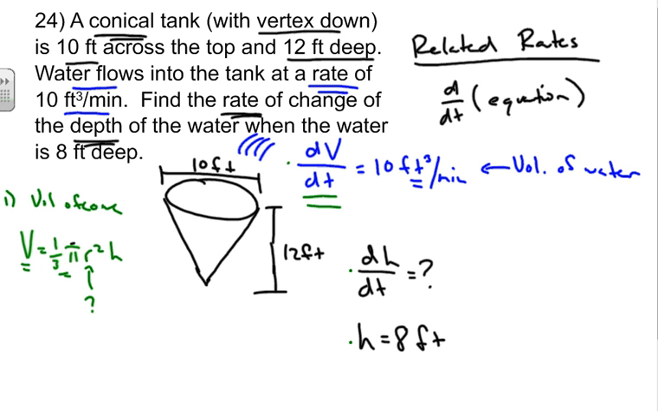When this occurs, and this is very common for all conical problems, we're going to eliminate this r by finding another equation. What we're going to use is something very key: similar triangles. You saw me draw up here. What we have, I'm going to use another color.